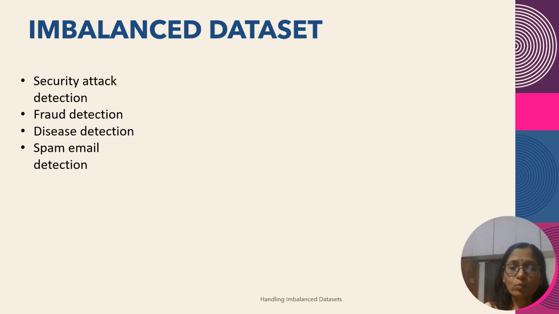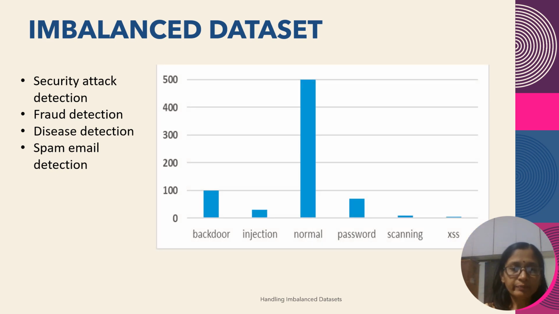So in that case, whatever dataset is created, one class will have so many records and the other category will have very few records. For example, in the security attack example, there can be different types of attacks like backdoor, injection, password, scanning, XSS, and the middle bar is of normal access. We can see here in the graph that records with normal access are very high compared to the records with attacks.